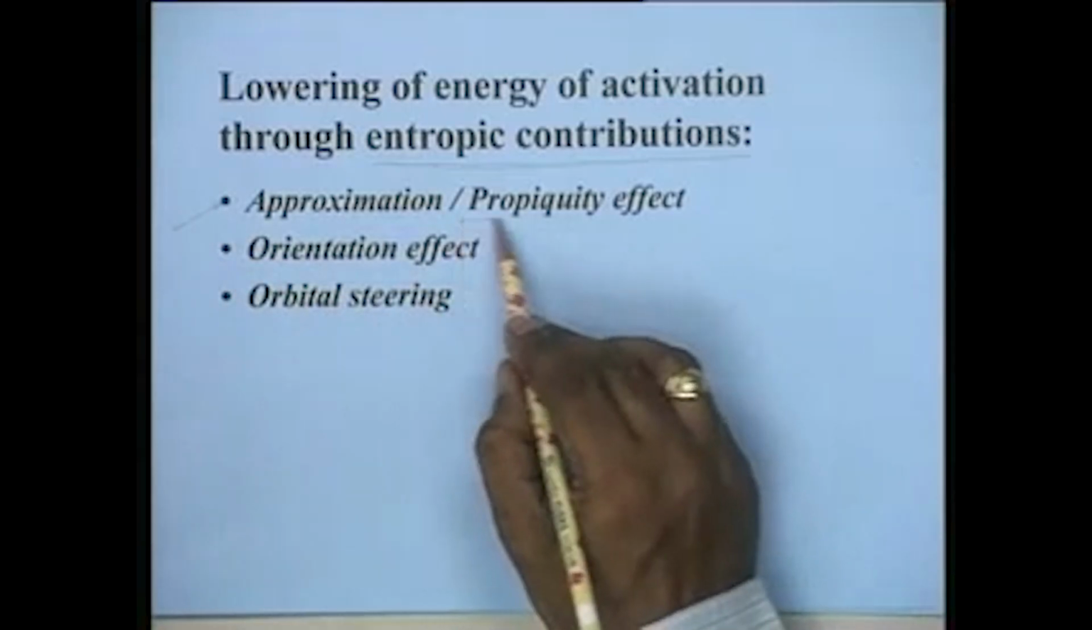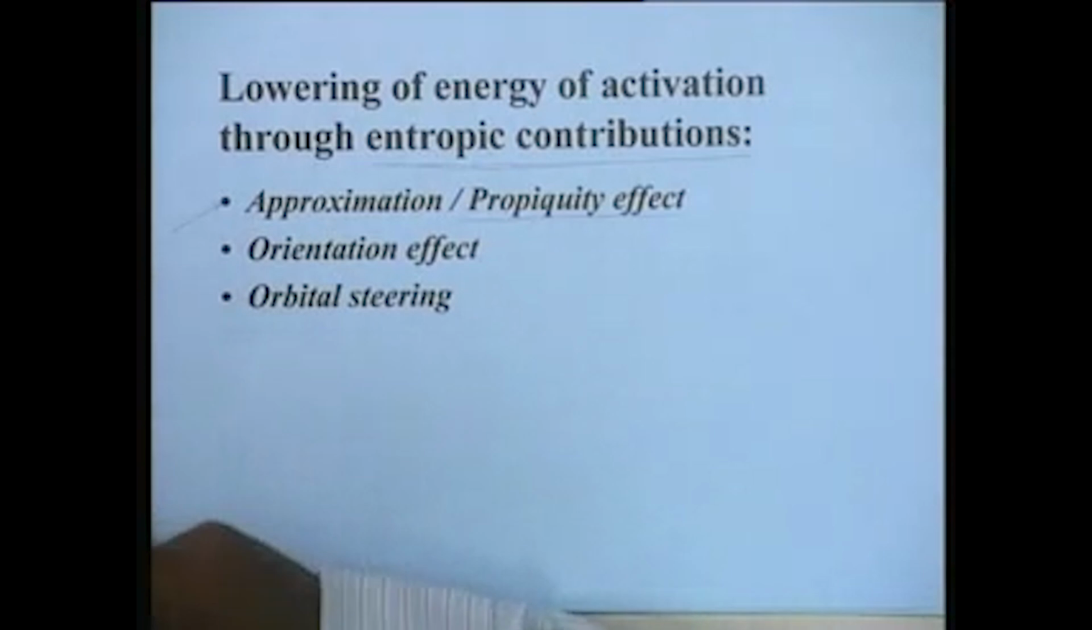Now, this effect of entropic contribution to the energy of activation is called the approximation effect, or propinquity effect. Basically, you bring the reactants into a closed box so that they act as one and they function.